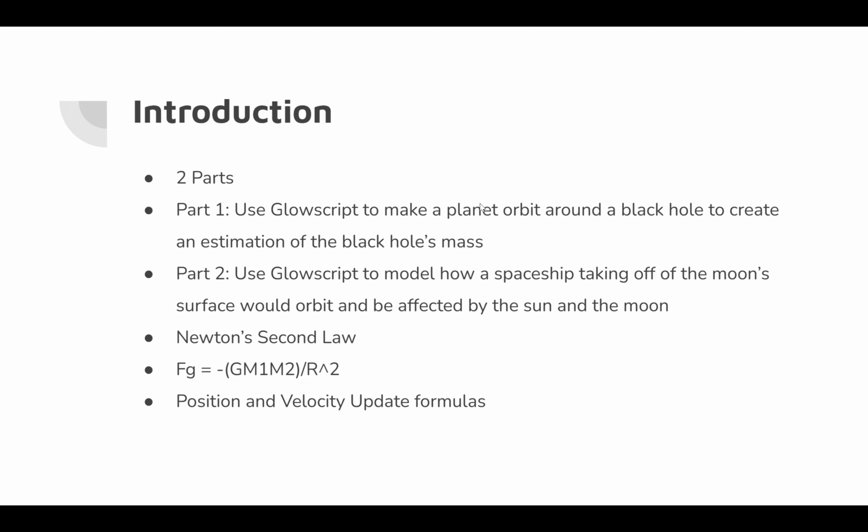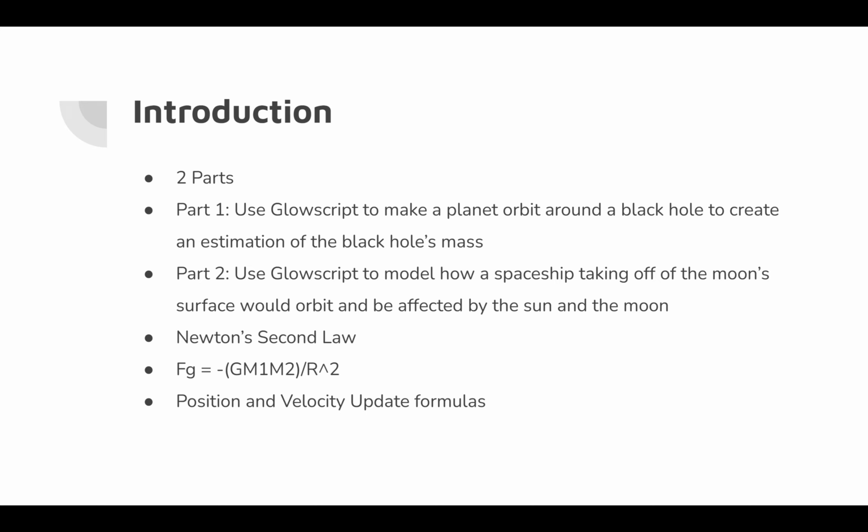So, a quick introduction. This lab had two parts. In the first part, we used GlowScript to make a planet or a star orbit around a black hole to estimate the black hole's mass. In the second part, we used GlowScript to model how a spaceship taking off from the moon's surface would orbit around a star and a moon, and we found the initial velocity to create a desired orbit.